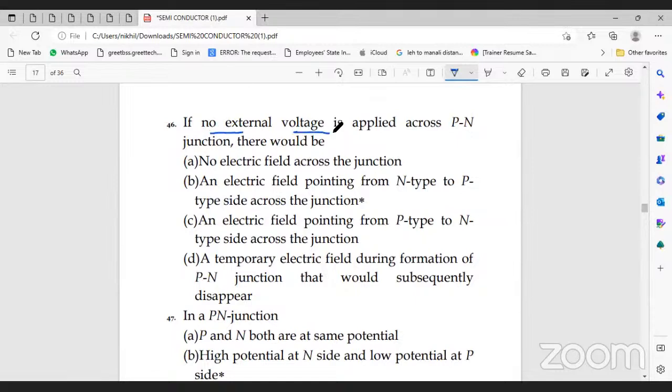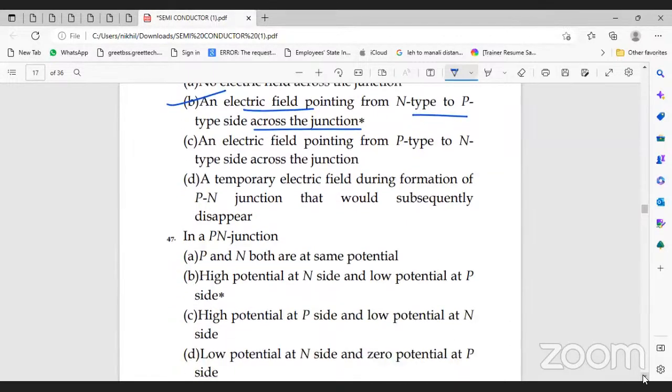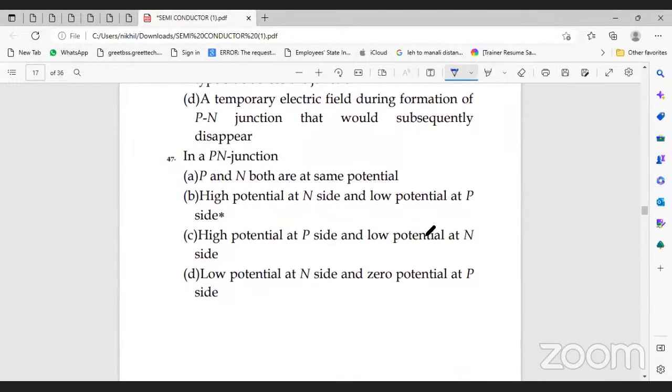If no external voltage is applied across the PN junction, there would be an electric field pointing from where to where? P to N type. Option B. I think we have studied the same type of question before. You know that in the PN junction, high potential should be at the N side, low potential should be at the P side.